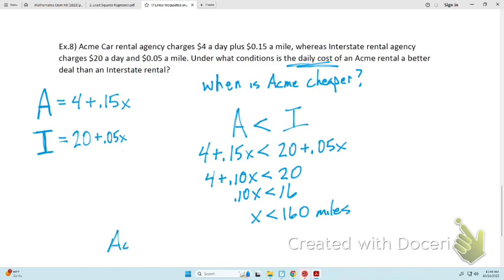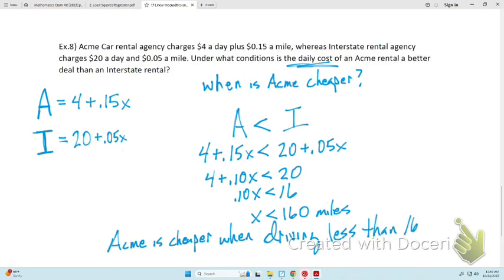Acme is cheaper when driving less than 160 miles.